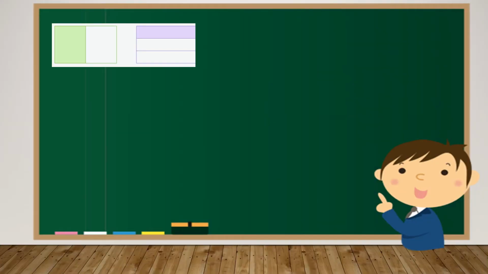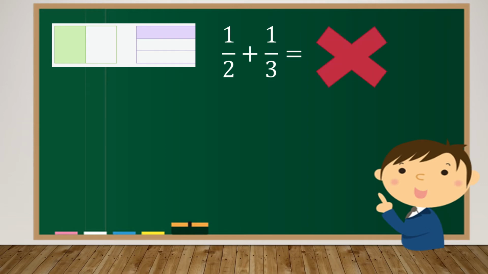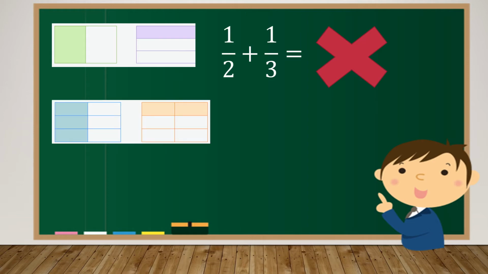Now let's see an example. Here are two fractions with different denominators. We cannot add these fractions without making the denominators the same, because the sizes of the parts are not equal. Now let's see the second example. In this example, we can see the denominators are the same, and also the total number of parts are the same, and we can see the sizes of the parts are equal as well. Therefore, we are able to add these two fractions.